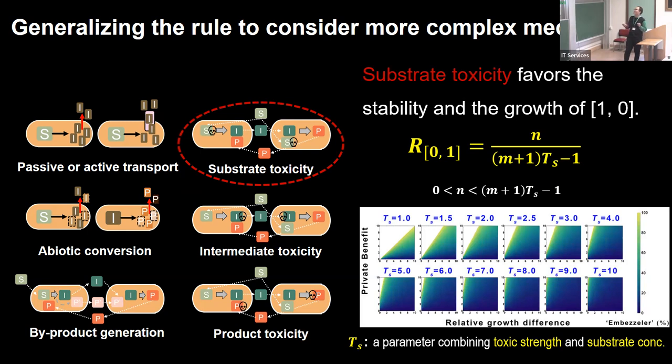And then, very cool, we can use our phase diagram to see if stability becomes easier to reach, or if it needs a stricter condition. So we can see here that if we have substrate toxicity, the community will reach stability more easily.